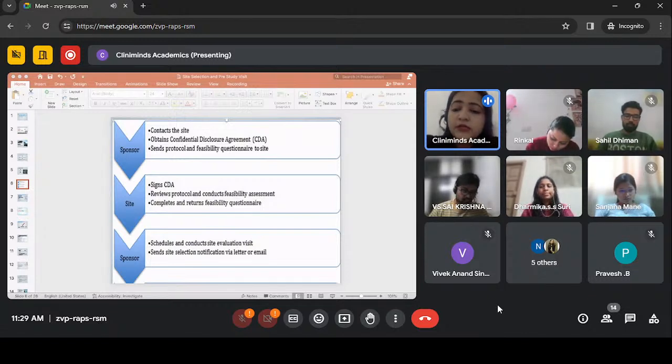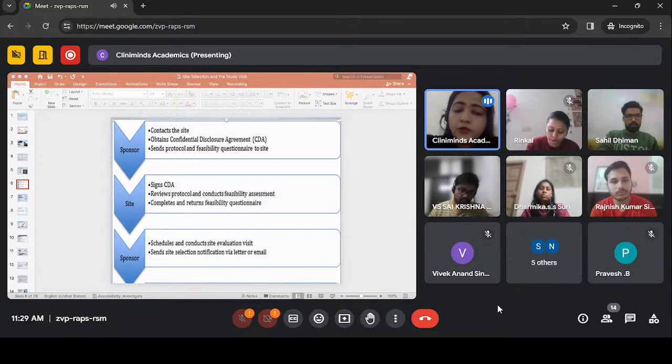And once this feasibility questionnaire is completed, it will be returned back to whom? To the sponsor. Now the sponsor team will go through all the answers provided by the site in the questionnaire, and if they feel that all the facilities the sponsor is looking for in a site are available at that site, they are going to schedule a meeting with the site.